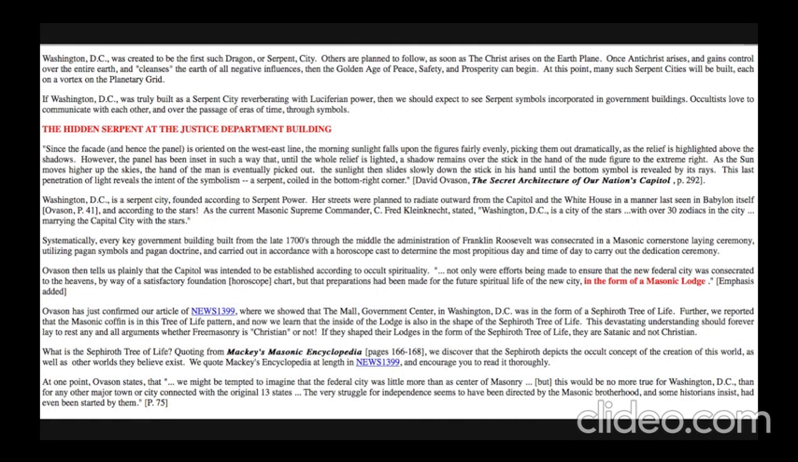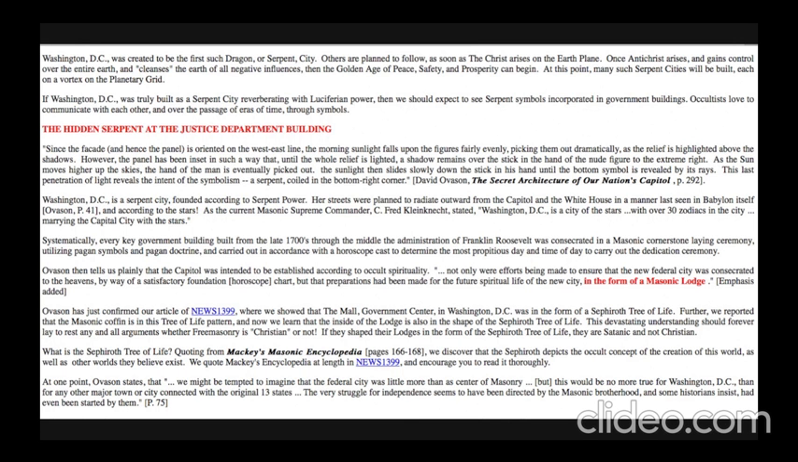Ovason then tells us plainly that the capital was intended to be established according to occult spirituality. Not only were efforts being made to ensure that the new federal city was consecrated to the heavens by way of a satisfactory foundation horoscope chart, but that preparations had been made for the future spiritual life of the new city in the form of a Masonic lodge. Ovason has just confirmed our article of News 1399, where we showed that the mall government center in Washington, D.C. was in the form of a Sephiroth Tree of Life.